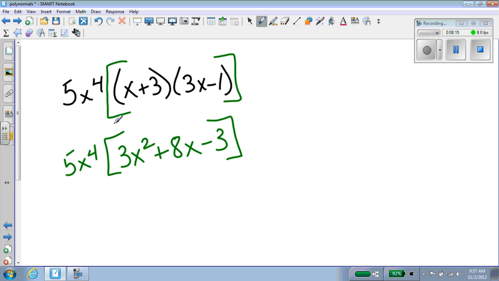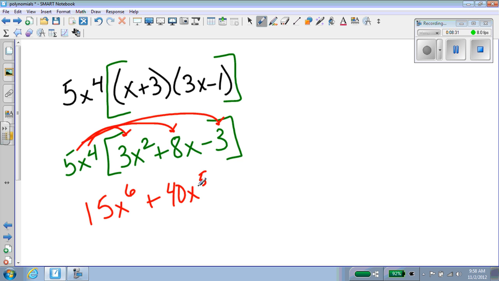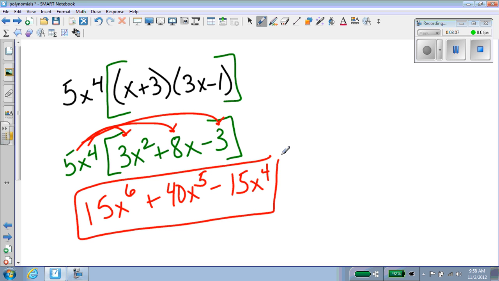Now I'm going to distribute my monomial to each of these. I will have 15x to the sixth plus 40x to the fifth minus 15x to the fourth. Okay, that's my answer. I want to show it if I had done it differently.